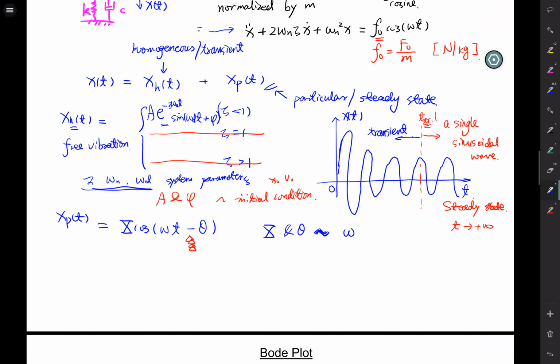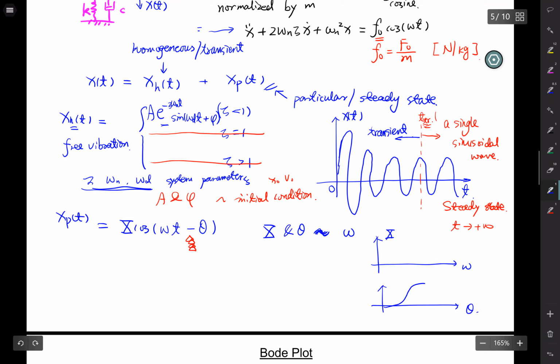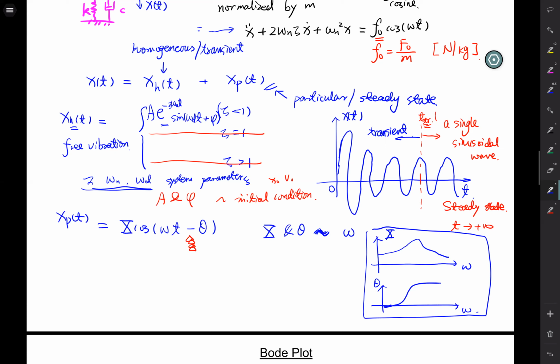Your big X amplitude and theta are functions of omega. They all depend on the excitation frequency. If you check my MATLAB code and plot the big X, and if you check my lecture note and plot the theta, your theta will be something like this, and your X will be something like this. These two plots together, because they are functions of frequency omega, we call the frequency response.